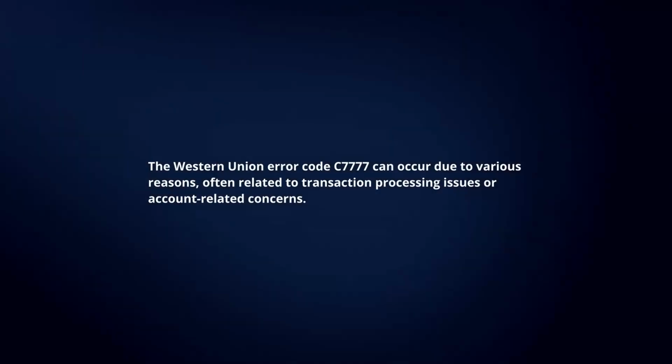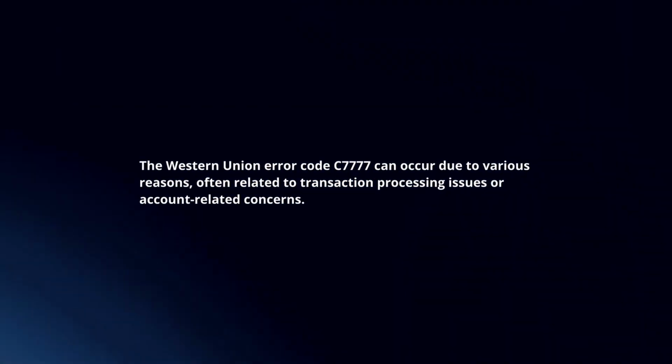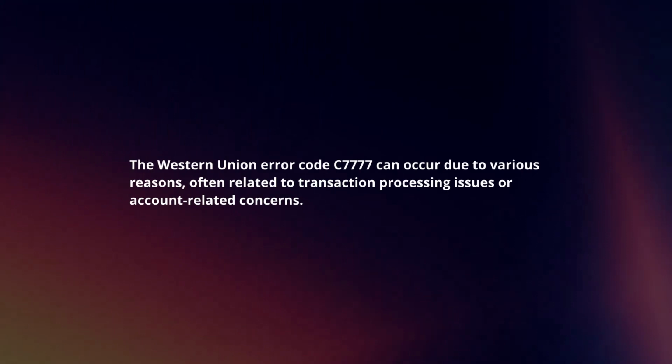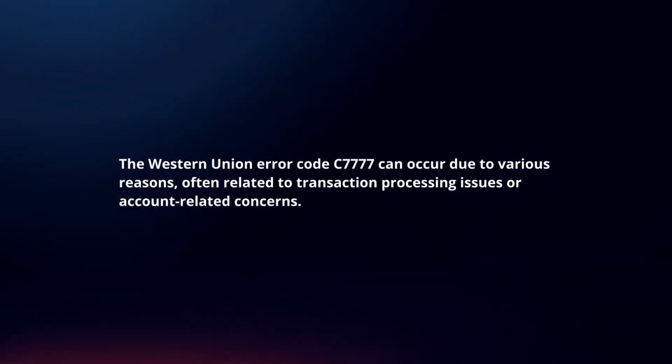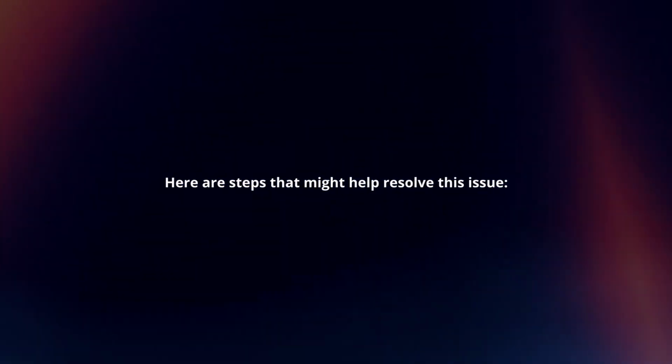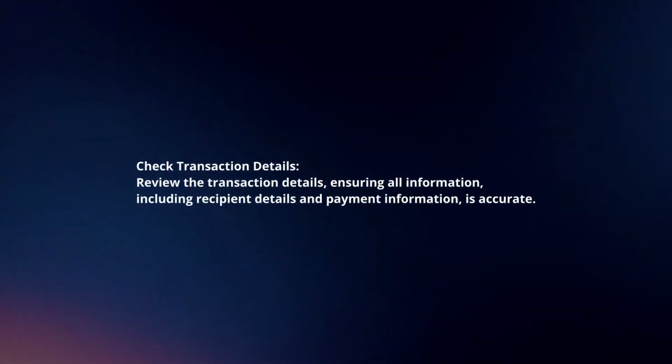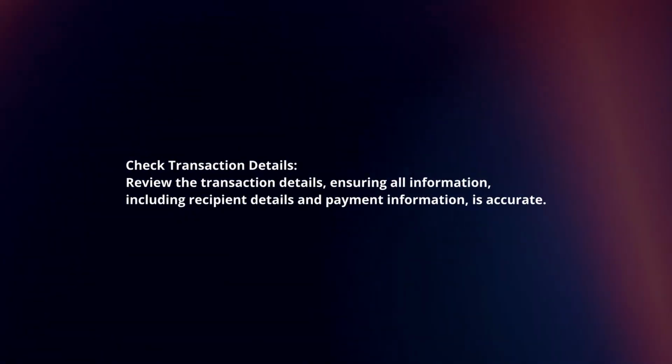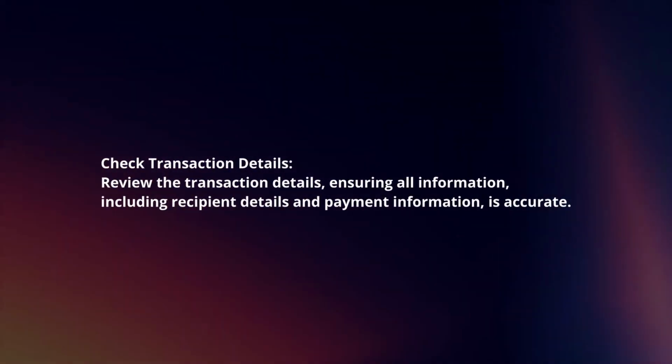The Western Union error code C777 can occur due to various reasons, often related to transaction processing issues or account-related concerns. Here are steps that might help resolve this issue. Check transaction details. Review the transaction details, ensuring all information, including recipient details and payment information, is accurate.